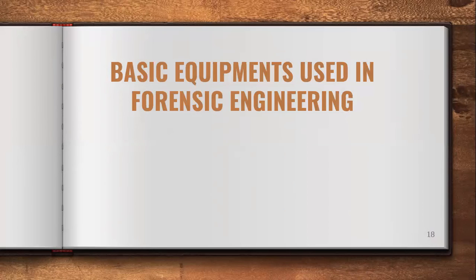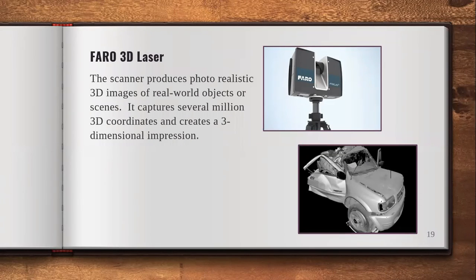Basic equipment used in forensic engineering. Faro 3D laser. The scanner produces photorealistic 3D image of real-world object or scene. It captures several million 3D coordinates and creates a three-dimensional impression. Ito po ay parang mas detalye po yung makikita po ng mga investigador na mas detalye po yung bagay na aksidente.